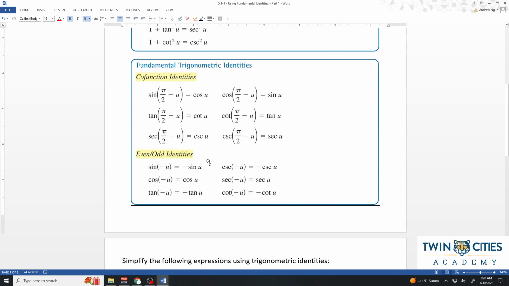Then for even-odd identities, the sine of negative u equals negative sine of u, cosine of negative u equals cosine of u, tangent of negative u equals negative tangent of u, and then cosecant of negative u equals negative cosecant of u, secant of negative u equals secant of u, and cotangent of negative u equals negative cotangent of u. Okay, that was quite a bit. We'll be referring to these as we go throughout these problems today.